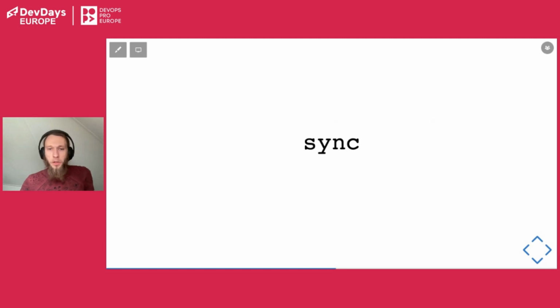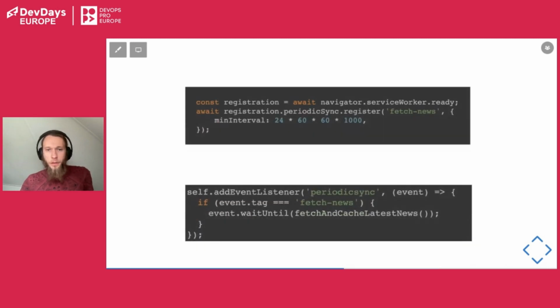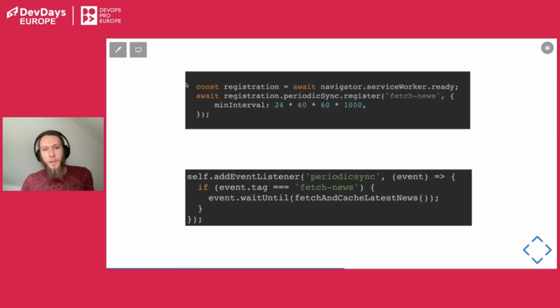Also an interesting event that is not used very often is sync. In the main frame, for the service worker, you can set up periodic synchronization. So you can say that during this interval, a periodic sync with this tag will be sent. And inside the service worker, you can subscribe to this synchronization and do a specific action, for example, do something with the cache.